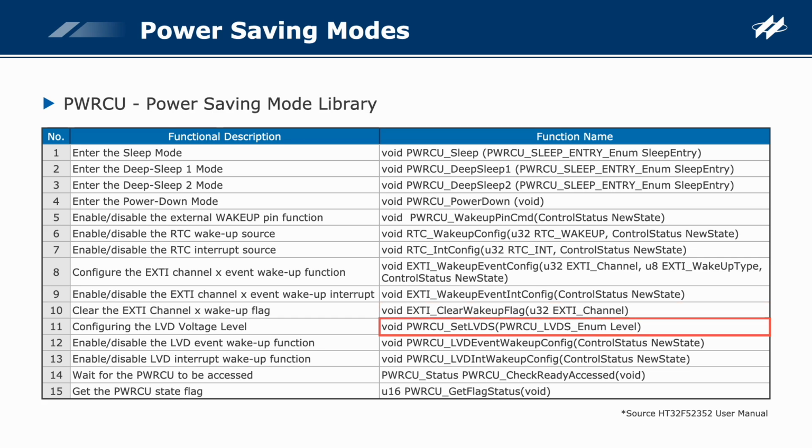The 11th function is used to configure the LVD voltage level. The 12th function is used to enable or disable the LVD event wake-up function. The 13th function is used to enable or disable the LVD wake-up interrupt function. The 14th function is used to wait for the PWRCU to be accessed. The 15th function is used to get the PWRCU state flag.